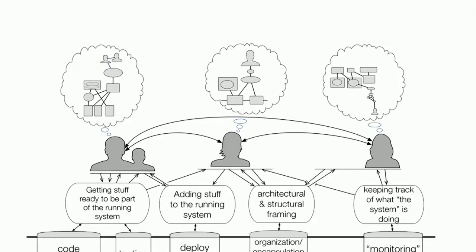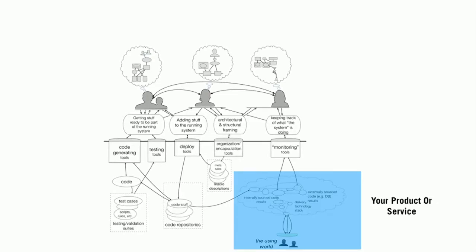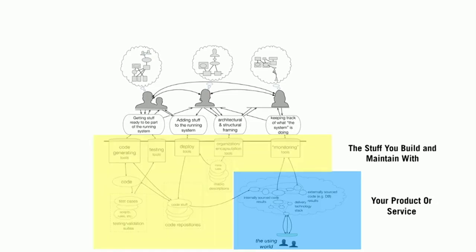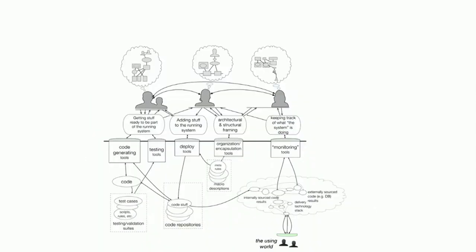Now you'll notice that each one of these people has some sort of mental representation of what that system is. And if you look more closely, you'll see that none of them are the same. By the way, that's very characteristic of these types of roles. Nobody has the same representation of what is below the line. So to summarize, your product or service is here. This is the stuff you build and maintain with, and here's where work actually happens. So this is our model of the world, and it includes not just the things that are running there, but all of you, the kinds of activities you're performing, the cognitive work that you're doing to keep that world functioning.